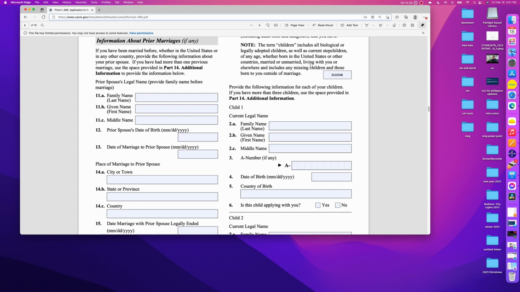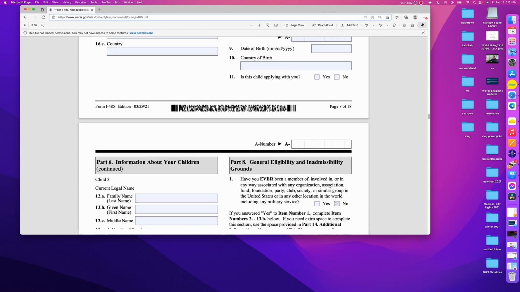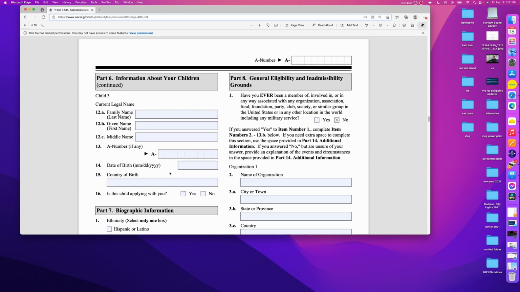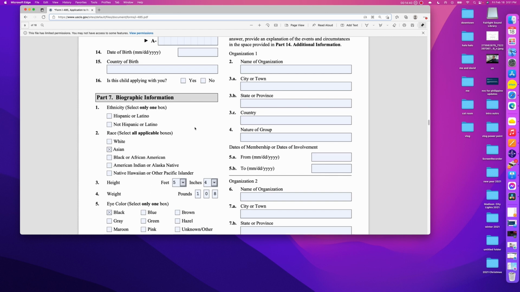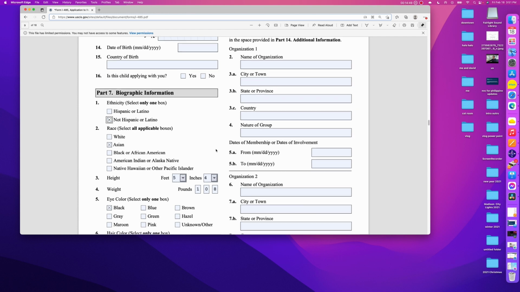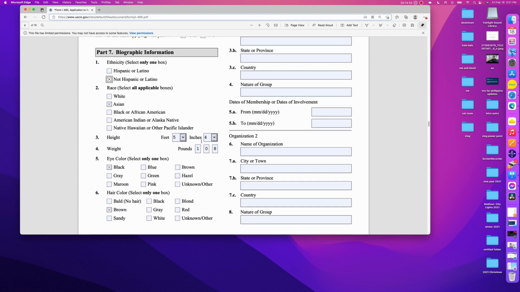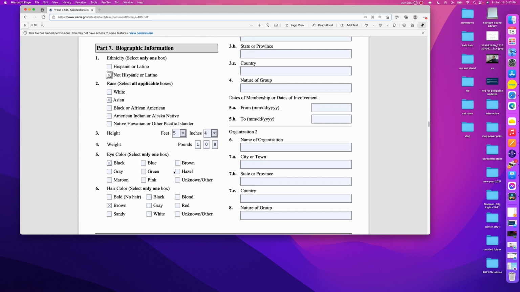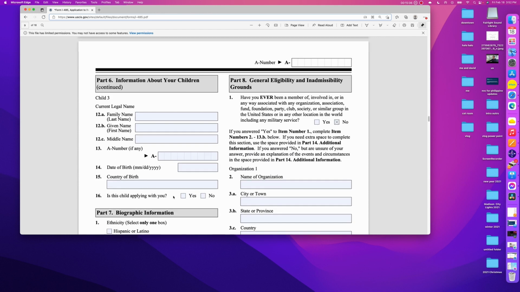Provide the following information, the names of your children if you have any. So you write them all if you have. All right, next, let's continue to page number 9, information about your children. We don't have that. Okay, now let's go to part 7, biographic information. Since I'm Asian, I will write Asian. Not Hispanic or Latino, guys. We just write that there. And then race, Asian, and then height. You just convert your height to feet, and kilos to pounds. Color of your eyes, black. Hair color, brown, because I colored my hair.